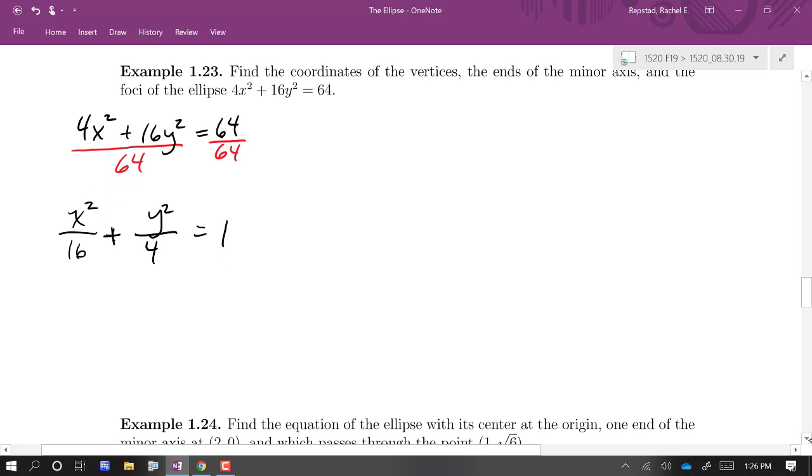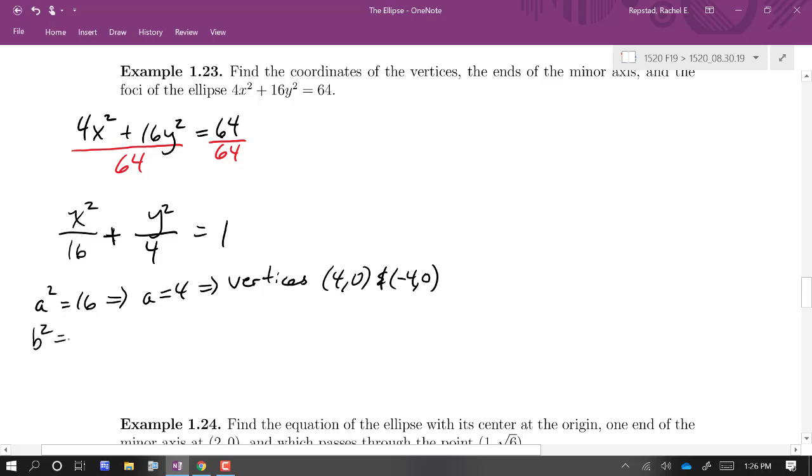Which way is it oriented? Yeah, right, the big number's under the x, so we know that a squared is equal to 16, which means a is 4. So the vertices are (4, 0) and (-4, 0). B squared is equal to 4, so b is equal to 2. And that means that the ends of the minor are at (0, 2) and (0, -2).